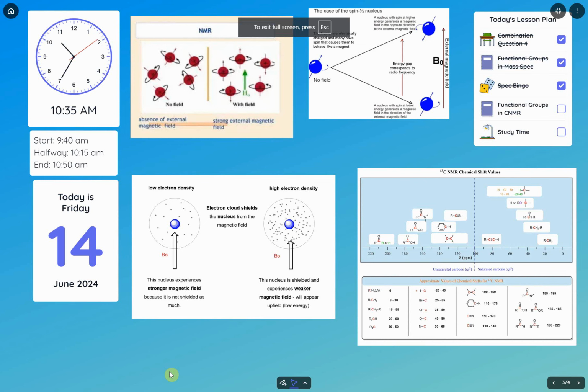I want to start off by saying that CNMR is probably the most complicated machine to understand. Now, something to remind yourself is that you are not assessed on how the machines work. So let's repeat that with me. I am not assessed on how the machines work. Ms. Garlick is just teaching it to me because I'm a nerd.